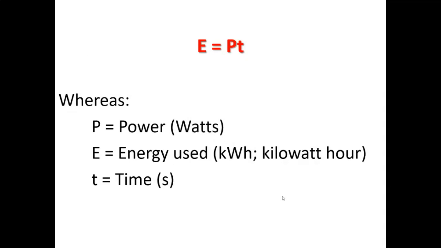E is equal to PT. E stands for the energy used, and the unit we will use is kWh or kilowatt hour. P is the power, in watts, the unit we use for the value of power. Then T stands for time, and usually the unit we use there is the second.